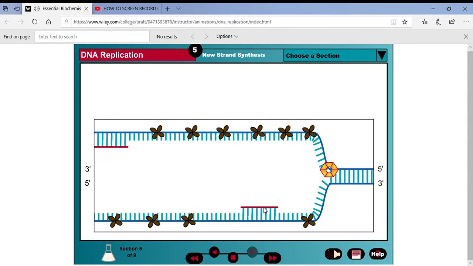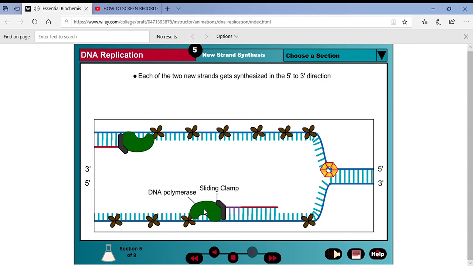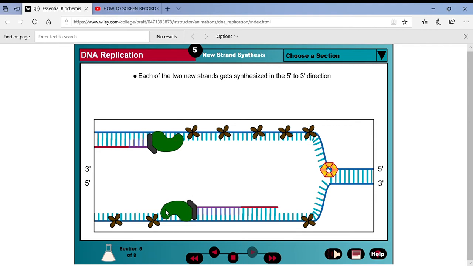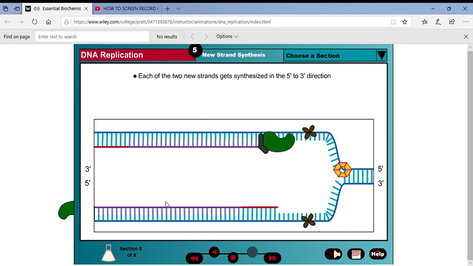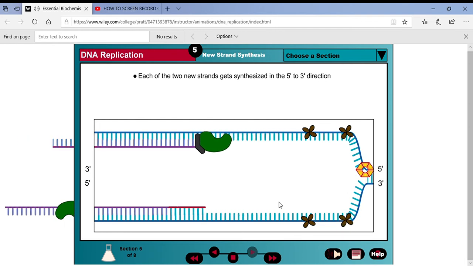It's going to read the little temporary RNA primer, and the sliding clamp is going to help it stay on. It reads an A, adds a T. It reads a C on the parent strand and adds a G. It reads a G, adds a C. It reads a T, adds an A, on both strands. Notice this one is working in the direction that the replication fork is opening, and this one is working away from it.